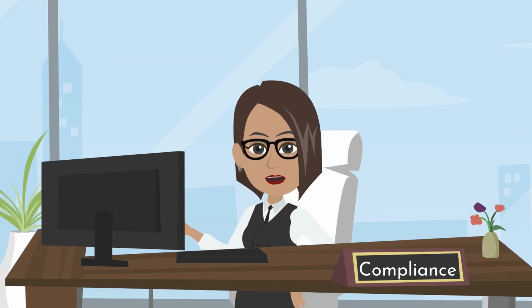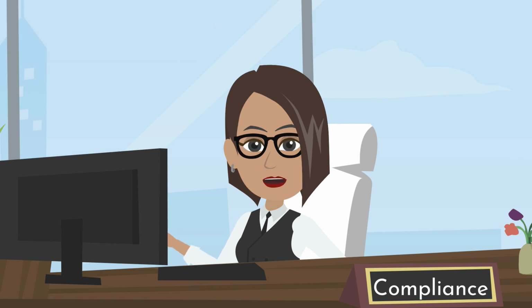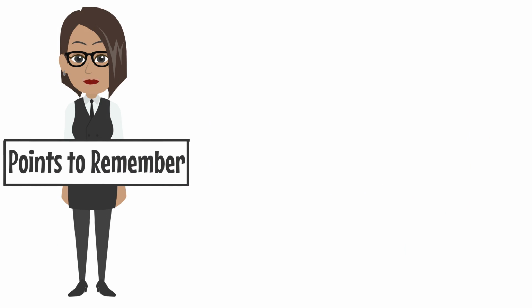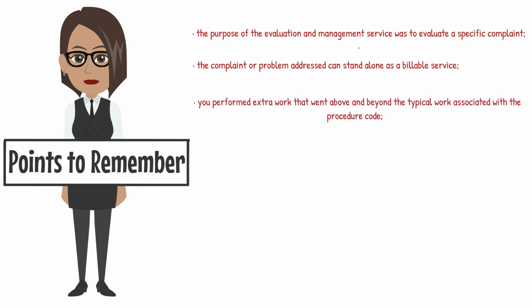As mentioned earlier in the video, the use of Modifier 25 has been flagged for regular review by Medicare. So let's go over some important points to remember. When billing an E&M service along with a procedure, your documentation must clearly demonstrate the purpose of the evaluation and management service was to evaluate a specific complaint. The complaint or problem addressed can stand alone as a billable service. You performed extra work that went above and beyond the typical work associated with the procedure code.